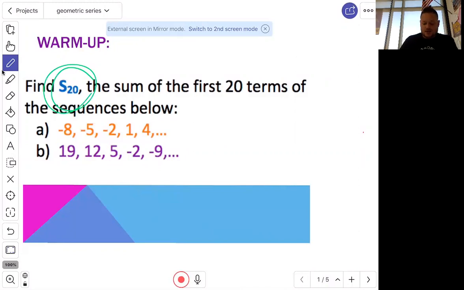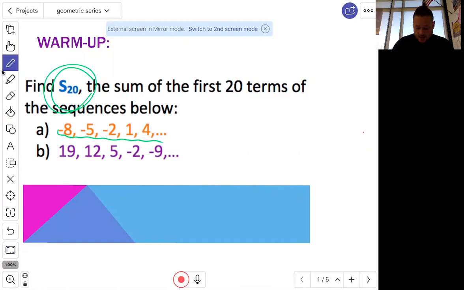The first thing I got to ask myself is, is it arithmetic or geometric? Well, I haven't taught you geometric series yet, so I'm going to assume it's arithmetic. And since it's arithmetic, which formula do I use? Do I use the formula where I have the last term, or the one where I don't? You could list out all 20 terms, but that's going to take a lot of time. So I'm going to use the formula that does not use the last term, but uses the common difference instead.